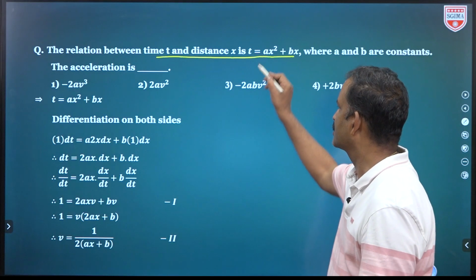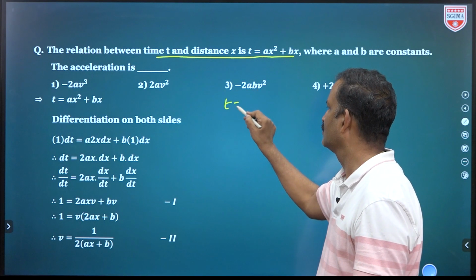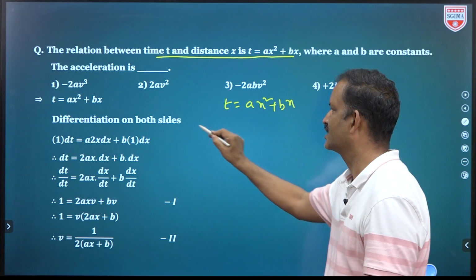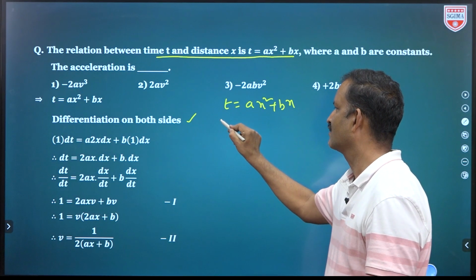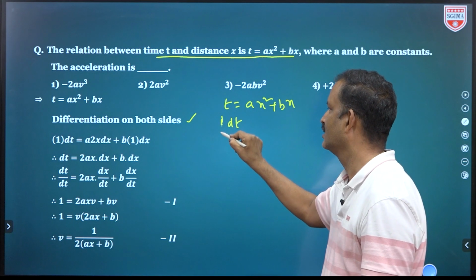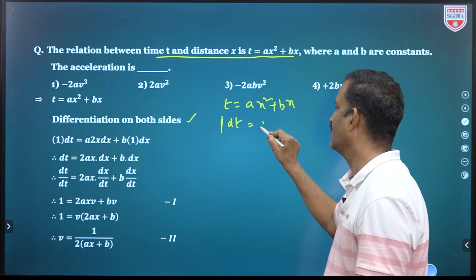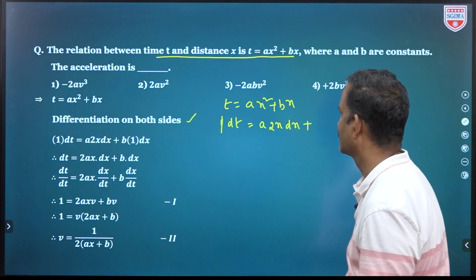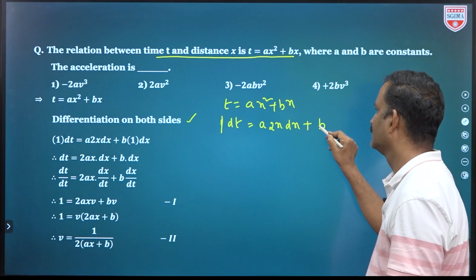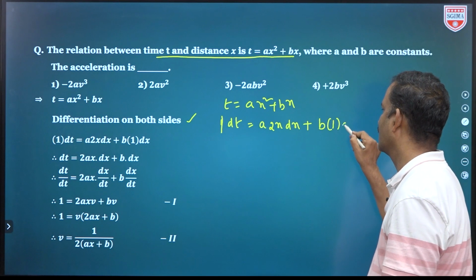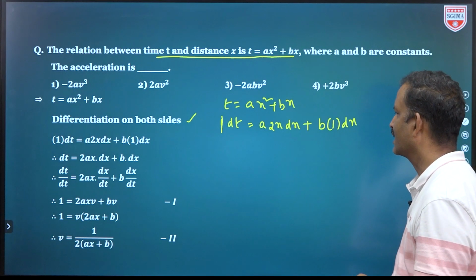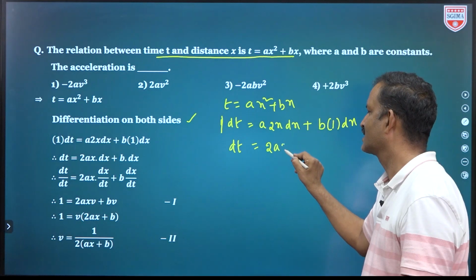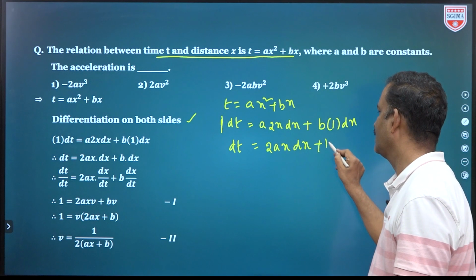Now, first you take this one, t is equal to ax square plus bx. Both sides differentiation. T differentiation 1, dt you have to write, I am doing differentiation of t. Here a, x square differentiation 2x dx. B, x differentiation 1 dx, I am doing differentiation of x. So, I got dt equal to 2ax dx plus b dx.